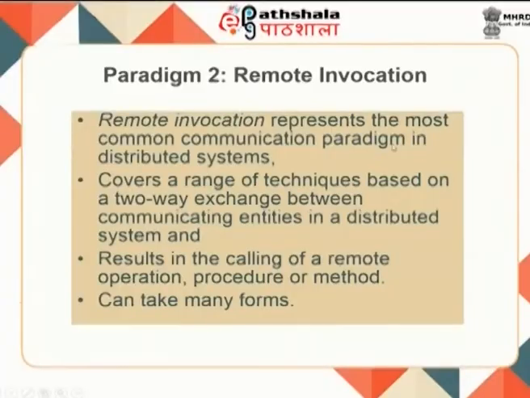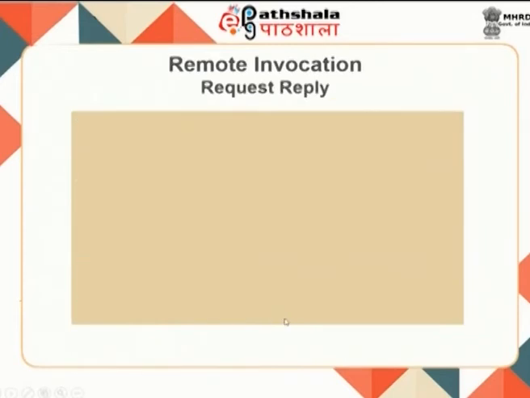So, the next paradigm is called the remote invocation. The remote invocation covers a range of techniques. It is a two-way exchange process. So, one method will be invoked remotely from one machine to the other machine, and the results of the calling process will be sent. There are many forms that can be used for remote invocation.